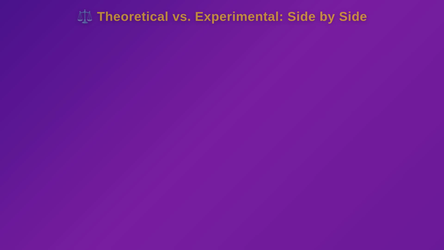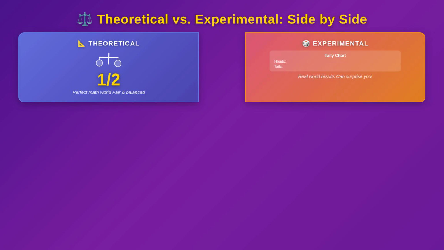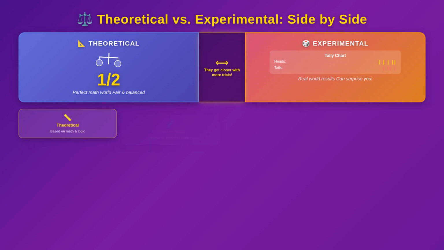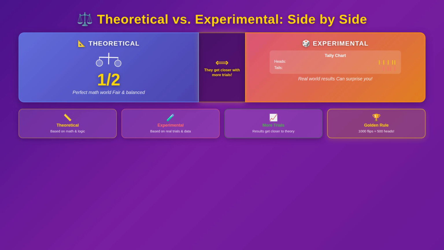That's the key difference. Let's put these two side by side so the difference really clicks. Theoretical probability lives in the perfect math world. Everything is fair and balanced. Experimental probability lives in the real world, where results can surprise you.